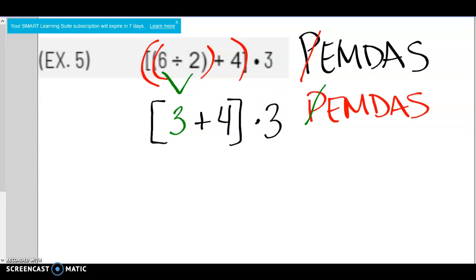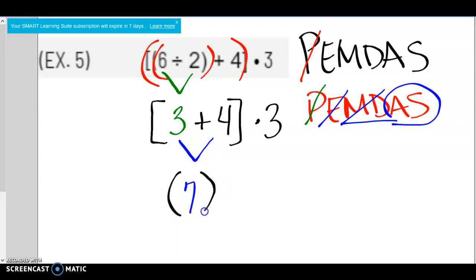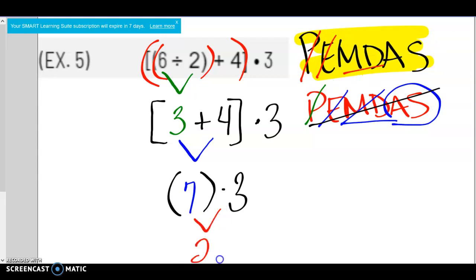So inside the parentheses, we check for exponents. There are none. Multiplication or division, there are none. Addition and subtraction, 3 plus 4 is 7. And I am going to bring this parentheses down because we're multiplying, and then we're going to multiply 3. So we're done with inside the parentheses. Now we're going to go back to our original PEMDAS. There are no exponents. There is multiplication and division. 7 times 3 is 21, and we no longer need the rest of it.